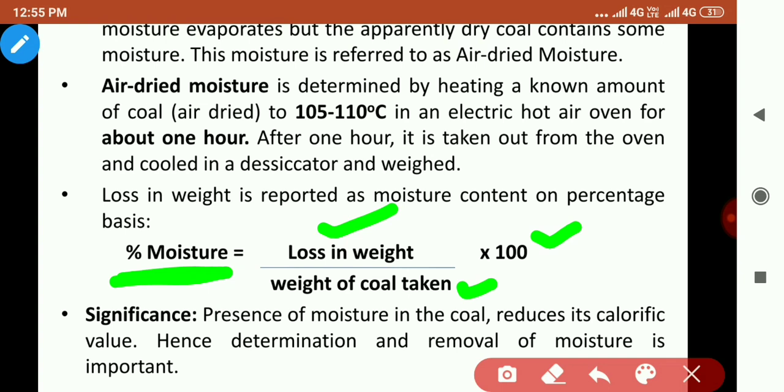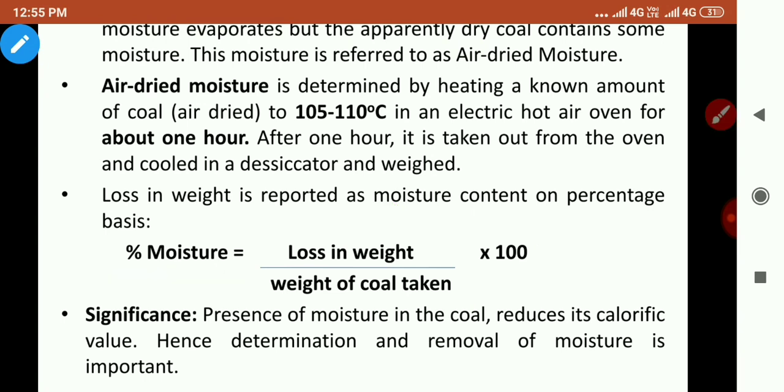सिग्निफिकेंस भी बहुत इंपॉर्टेंट है, आपसे पूछा जा सकता है कि क्या सिग्निफिकेंस है कि हम मॉइस्चर कंटेंट डिटरमाइन करते हैं। तो इसका इम्पोर्टेंस या सिग्निफिकेंस यही है कि जितना ज़्यादा मॉइस्चर कंटेंट कोल में होगा उतना ही कम उस पर्टिकुलर कोल सैम्पल की कैलोरीफिक वैल्यू होगी। इसलिए बहुत इंपॉर्टेंट हो जाता है कि हम मॉइस्चर कंटेंट को रिमूव करें, उसको डिटरमाइन करें और उसको रिमूव करें, या ऐसा कोल सैम्पल हम लें जिसमें मॉइस्चर कंटेंट ना हो या it should be as low as possible.